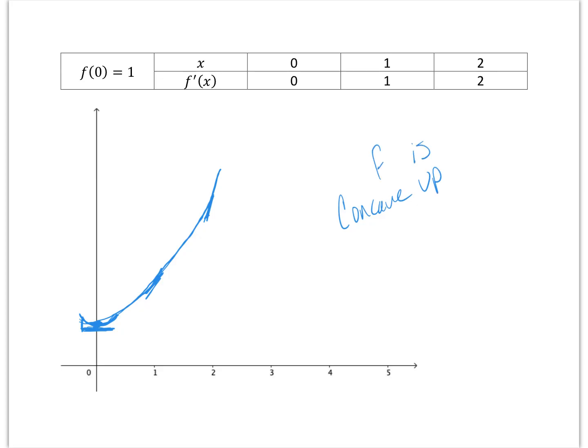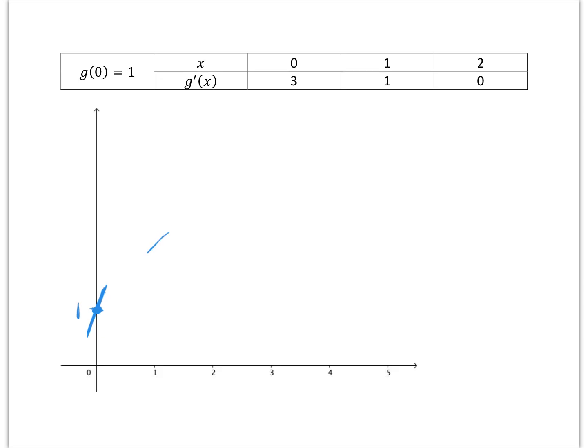f is concave up. Okay, let's look at g. So g of 0 is 1 again. So let's put that in here. g of 0 is 1. So it's just a point, (0, 1). And then I have information about the derivatives. Okay, so g prime of 0 is 3, so very steep. So I've got a very steep tangent line right here. Okay. And then g prime of 1 is 1, so it's less steep at 1, right? And then g prime of 2 is 0, so like a flat tangent line.